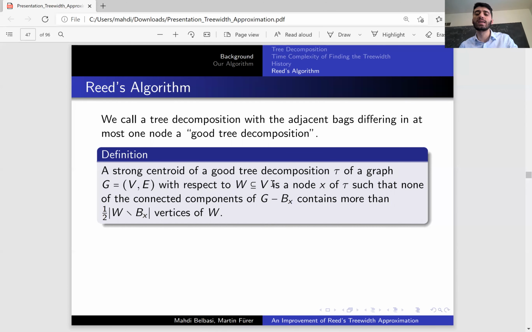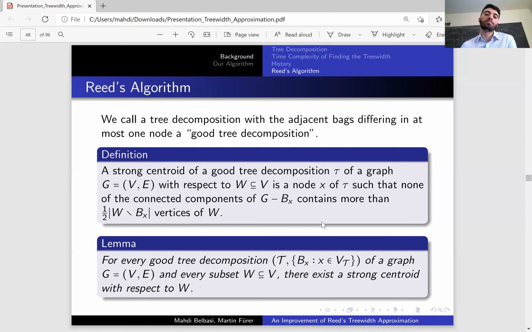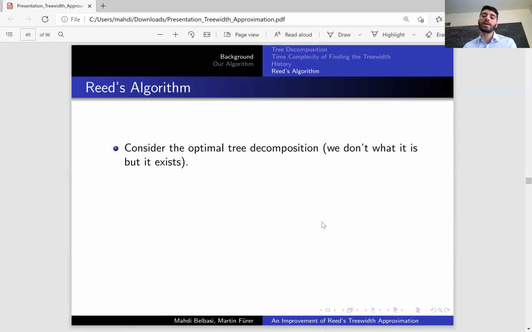definition. Basically, a strong centroid of a good 3 decomposition of a graph G with respect to W is a node X of the 3 decomposition such that if we delete that bag from the graph, none of the connected components have more than 1/2 of W minus B of X vertices of W, right? And we know that it exists, and you can see the proof in our paper, so we don't have time to go over the proof.